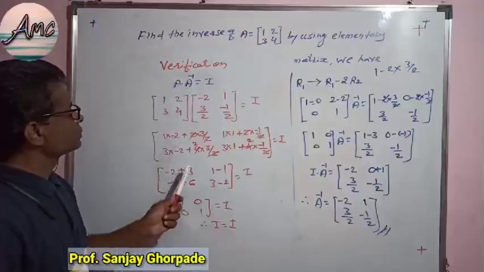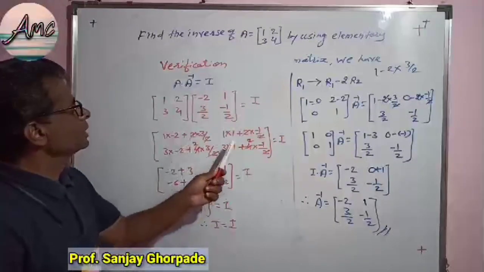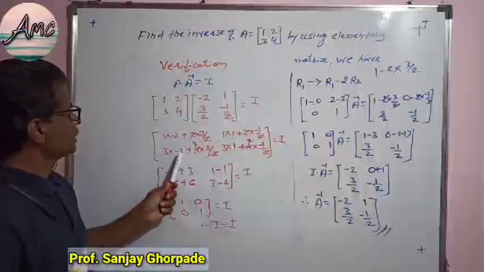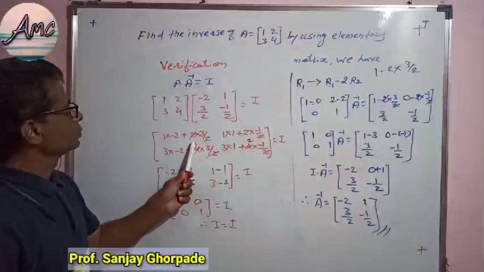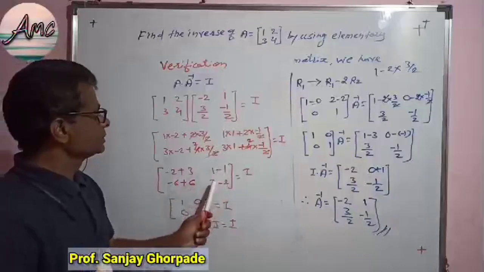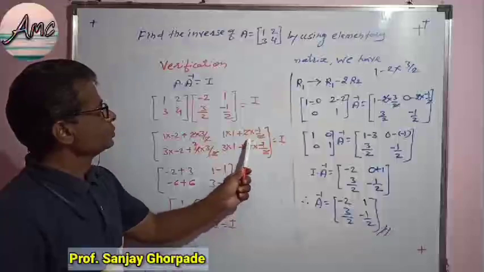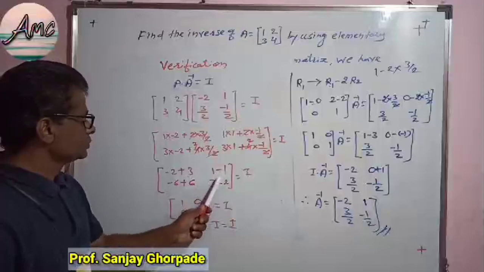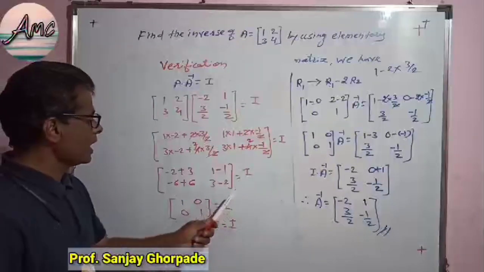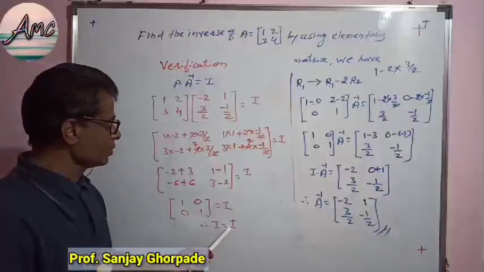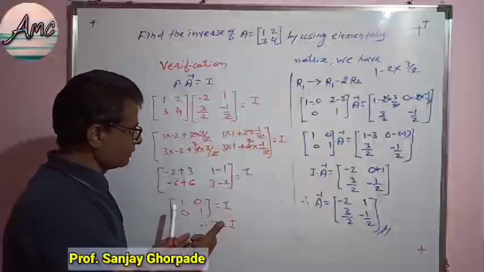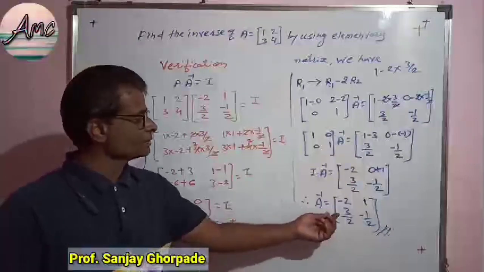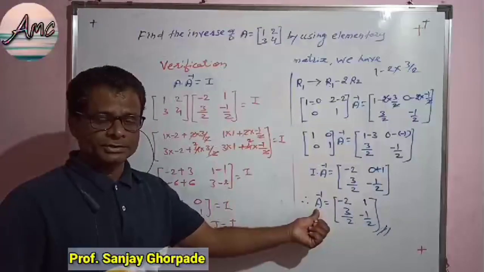So 1 into minus 2 is minus 2, 2 into 3 by 2 is plus 3. So 1 1s are 1, plus 2 into minus 1 by 2 is minus 1. So 3 into minus 2 is minus 6, 4 into 3 by 2 is 6. So 3 1s are 3, plus 4 into minus 1 by 2 is minus 2. So minus 2 plus 3 is 1, 0, 0, 3 minus 2 is 1, equal to I. So that's nothing but the identity matrix, I equal to I. Hence the left hand side is equal to the right hand side. Hence we can say that whatever the value of A inverse we got is the right answer.